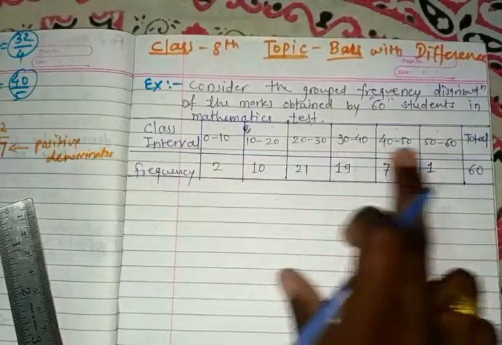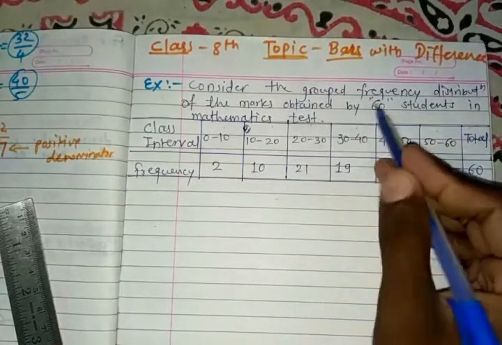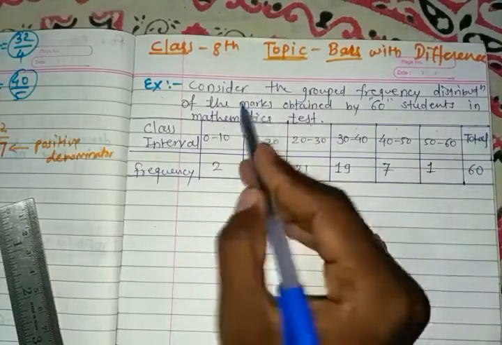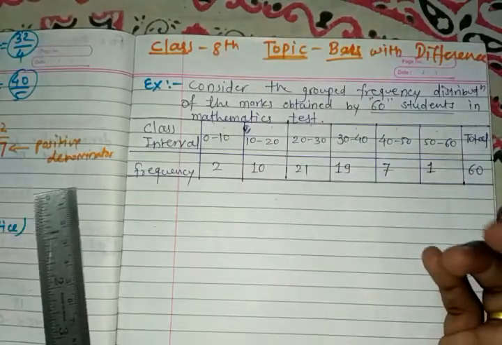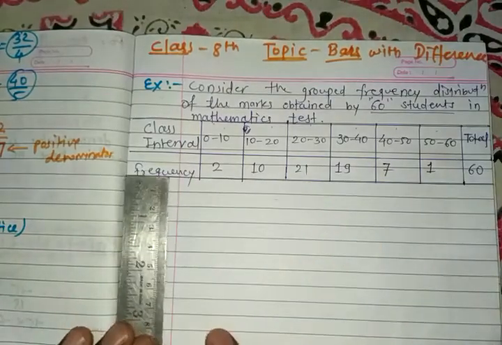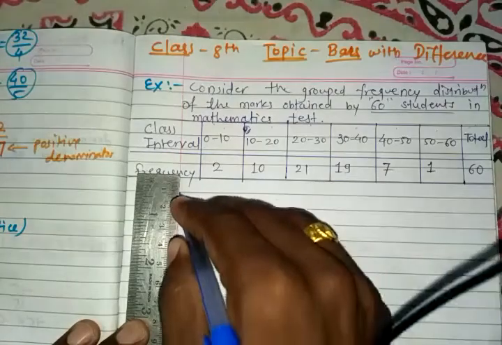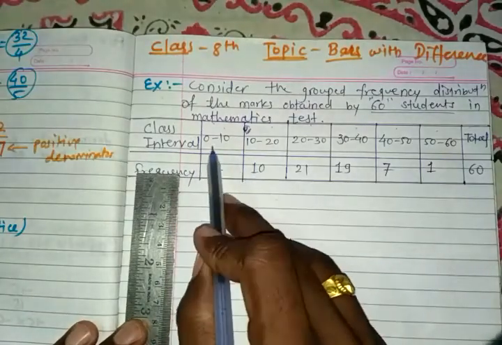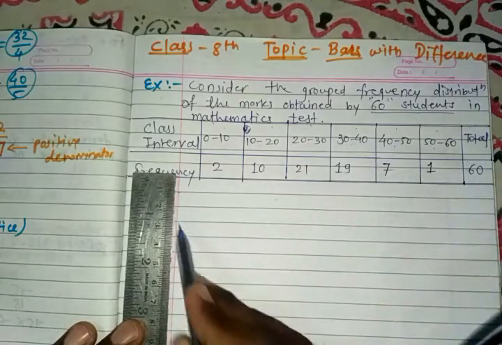Class interval they have given and frequency they have also given. It is the grouped frequency distribution of the marks obtained by 60 students in the mathematics test. So for that we require one vertical line. So how many class intervals? 1, 2, 3, 4, 5, 6, 6.